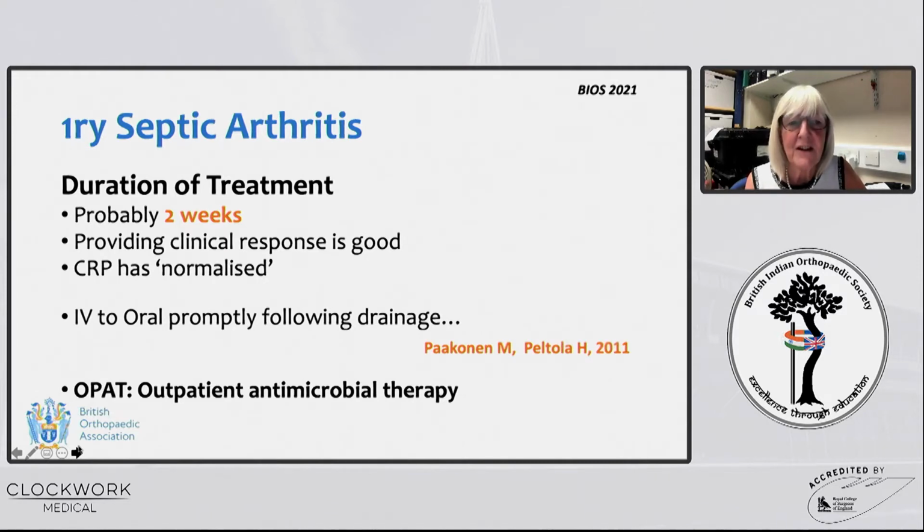So this Finnish study from a little while ago now, but it's still very valuable, says that for a primary septic arthritis, pus in the joint, the duration of treatment in total is probably only 2 weeks, providing the clinical response is good once you've popped the abscess and the CRP has normalized. So IV to oral promptly following drainage within 2 to 3 days. So no need for your PICC line. But if we do need to keep a PICC line in place, we now have outpatient antibiotic teams that will allow that to happen.